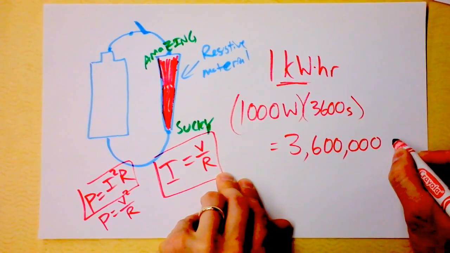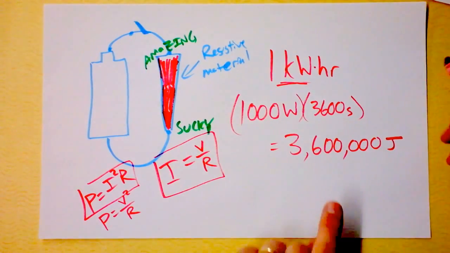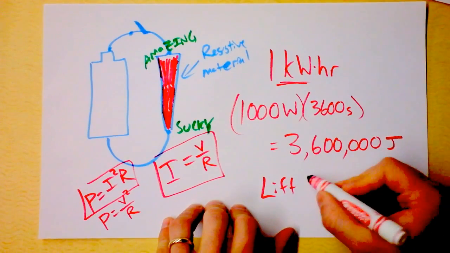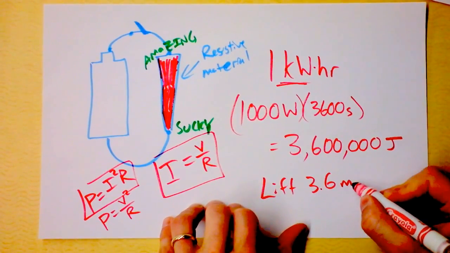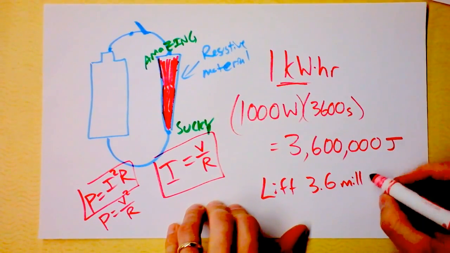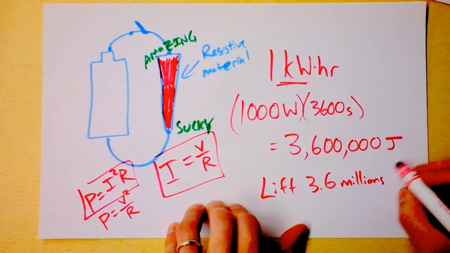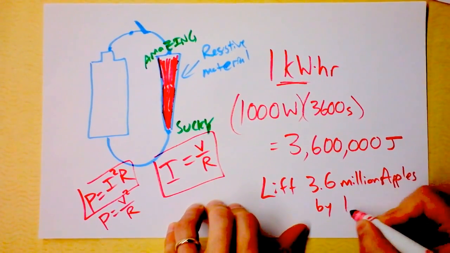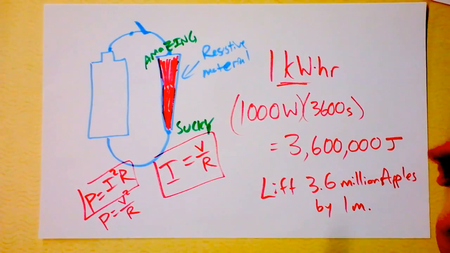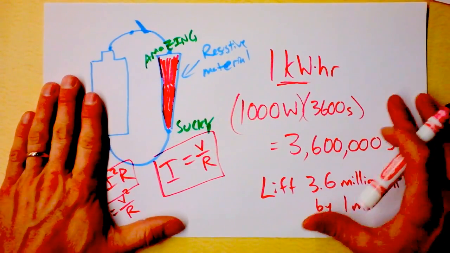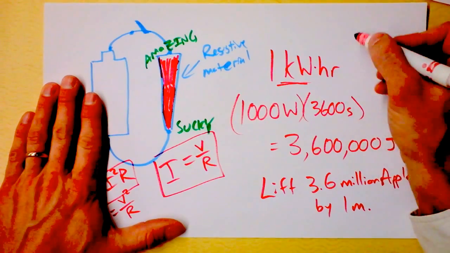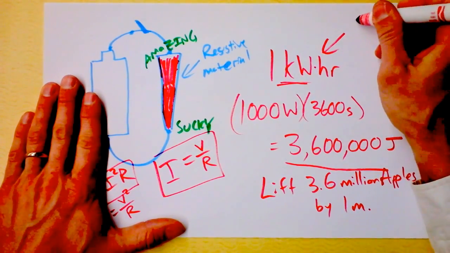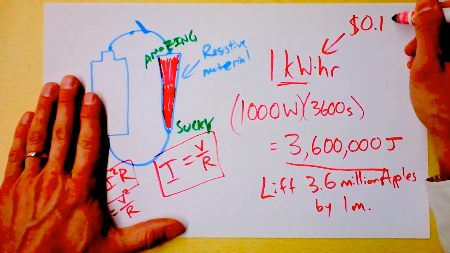And you know that a watt times a second is a joule, so we're talking about 3.6 million joules, which is sufficient energy to lift 3.6 million apples, if they're small apples, or 3.6 mega apples, by 1 meter. Wow. Now, the beautiful thing about electricity in the United States, especially in the central United States, is that this amount of energy, the energy to lift 3.6 million joules, will cost me a dime, 10 cents.